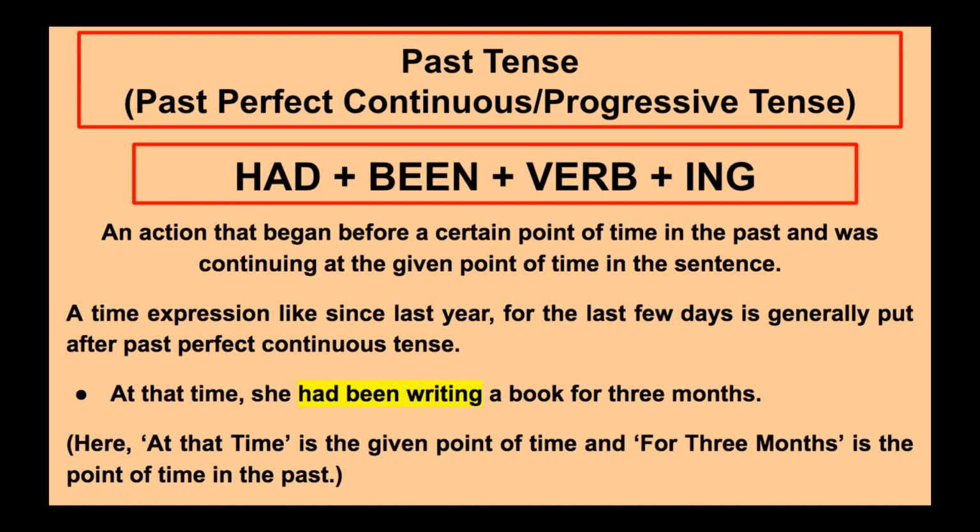I have been working here since 1965. So here I need to check how many years I have been working. But if I say I have been working here for 10 years, so 10 years is a specific time period, hence I used for.